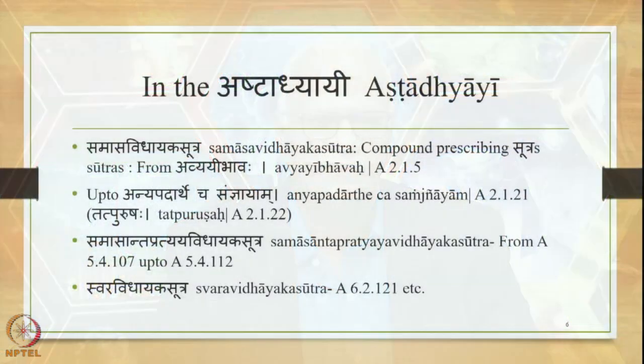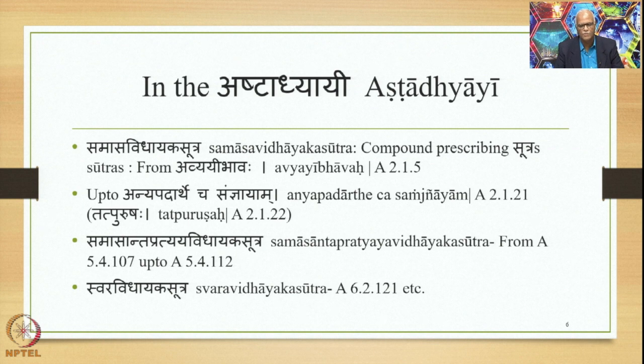In the Ashtadhyayi, the avyayibhava samasa is stated in different places. For example, the samasa vidhayaka sutras are stated in 2.1. To be precise, from 2.1.5, that is avyayibhavaha, up to anya padarthecha saudhnyayam, that is 2.1.21. This is a small section of the sutras prescribing the avyayibhava samasa. Incidentally, 2.1.22 is Tatpurushaha, prescribing the Tatpurusha samasa, and we have studied all the sutras in this particular section in the first course on samasa in this series.